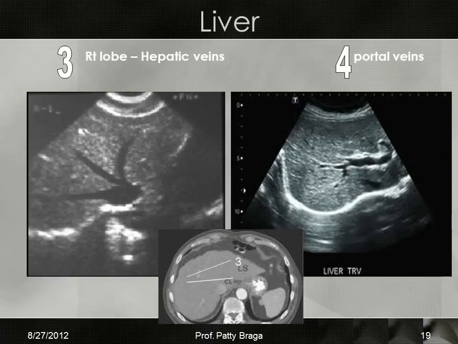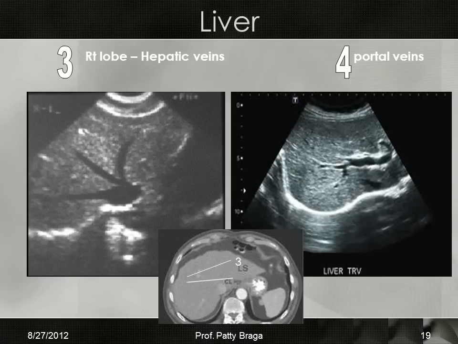Our next pictures, we are going to take our transducer, still kind of center it to the midline of the patient, and then angle now towards the right shoulder superiorly. That will get us our image number 3, which is the hepatic veins. And we want to see them as they drain into the IVC. That tells us that we're in the superior right lobe of the liver.